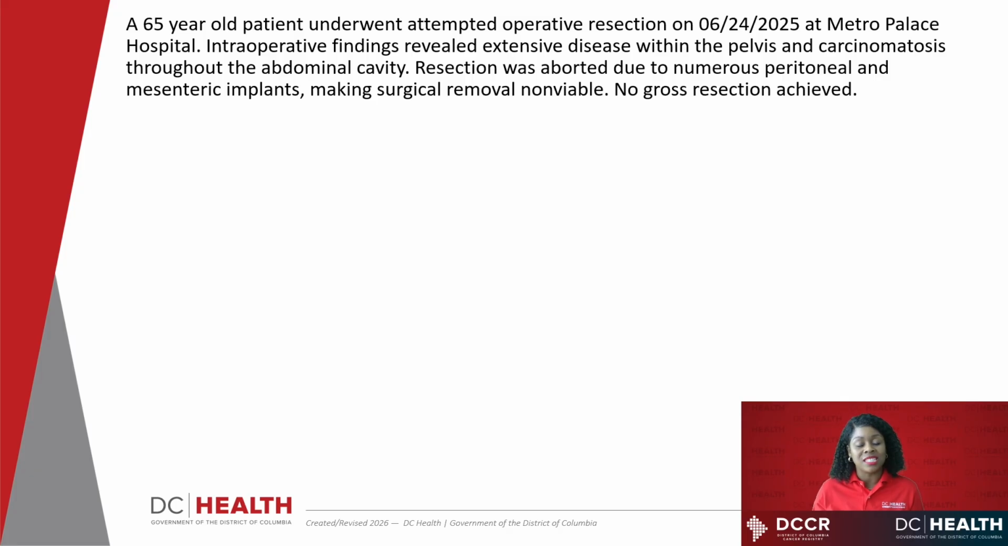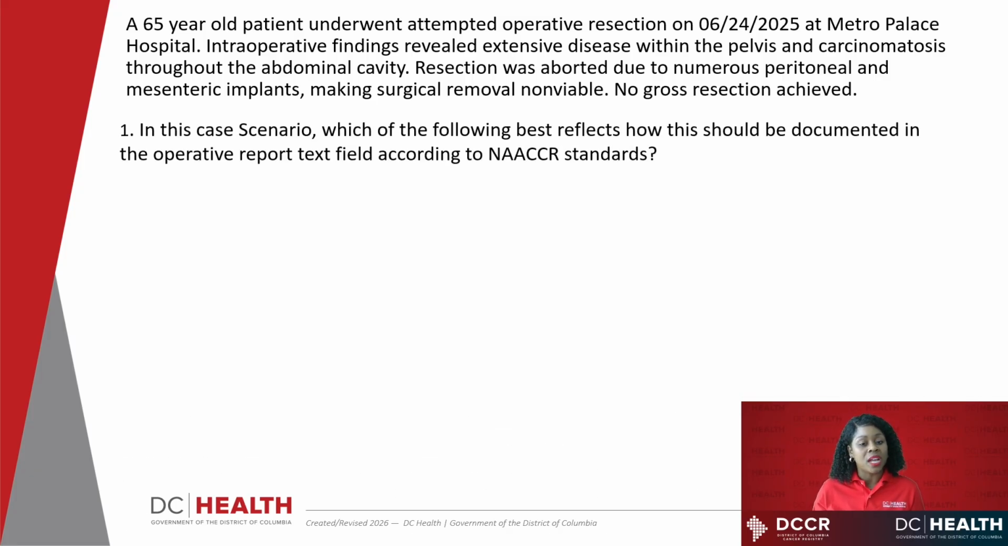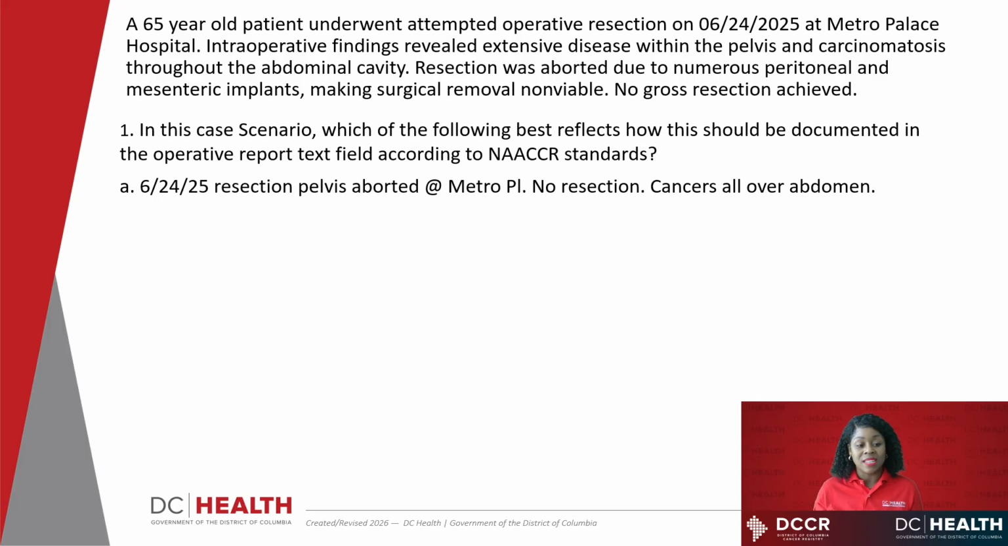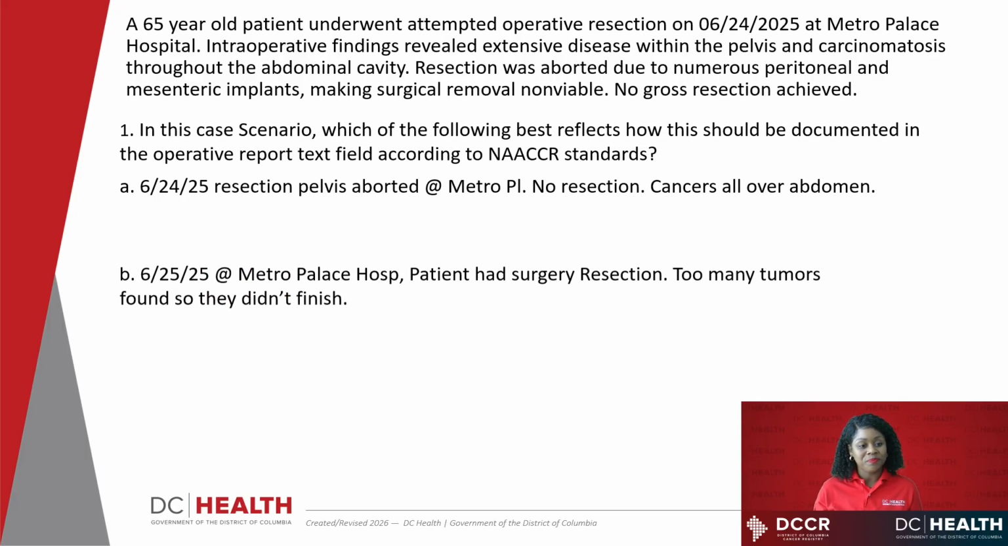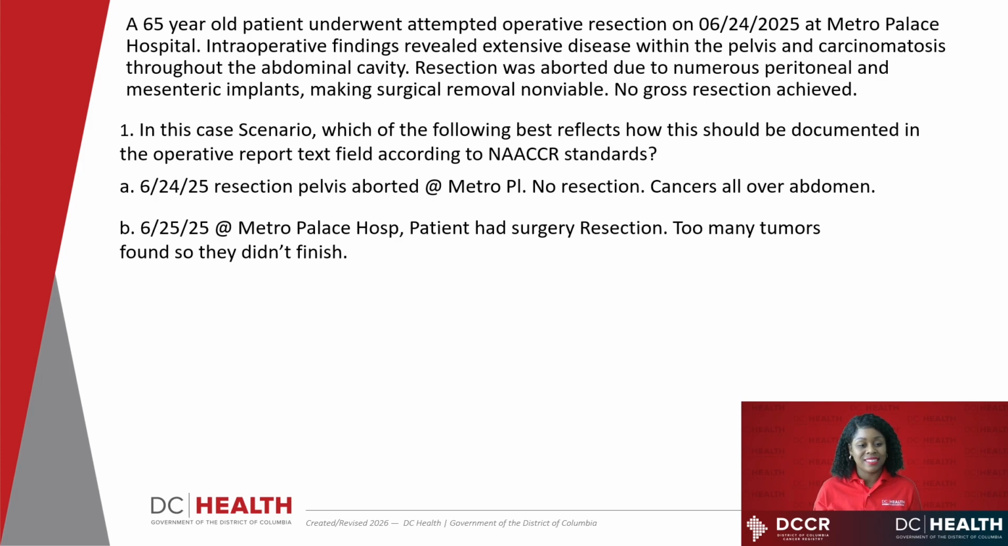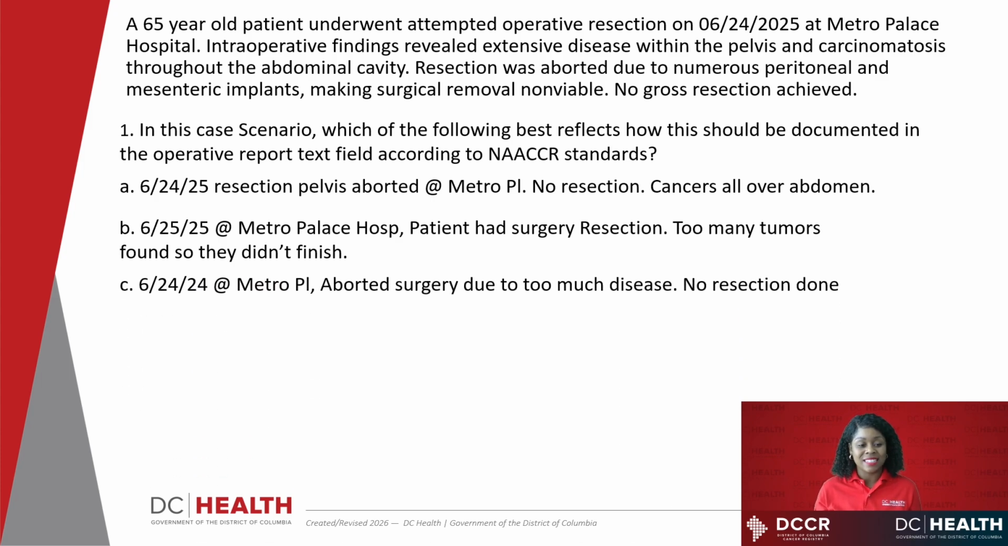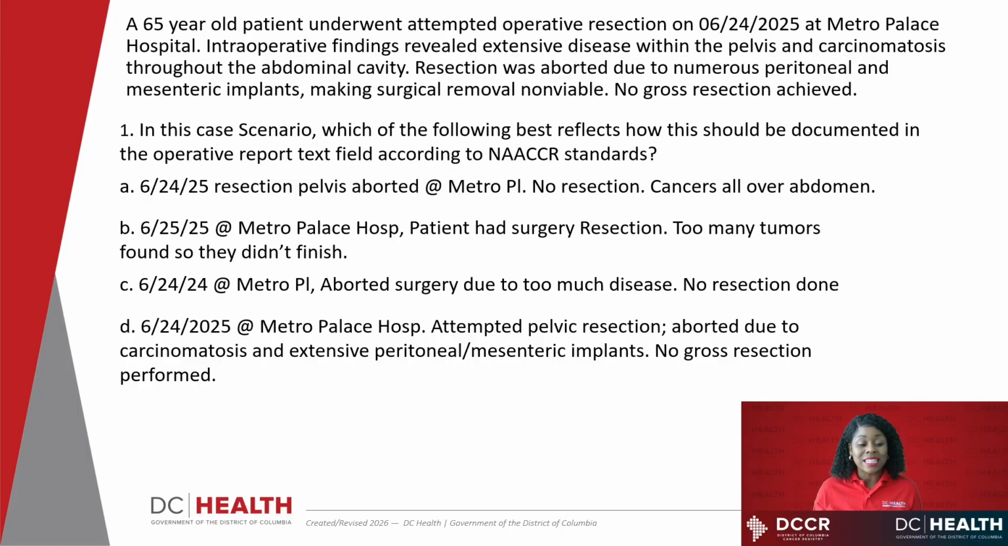No gross resection achieved. In this case scenario, which of the following best reflects how this should be documented in the op report text field according to NAACCR standards? Is it A? Is it B? Is it C? Or is it D?